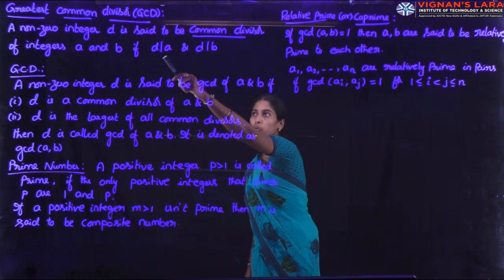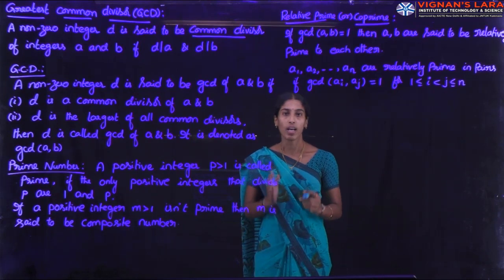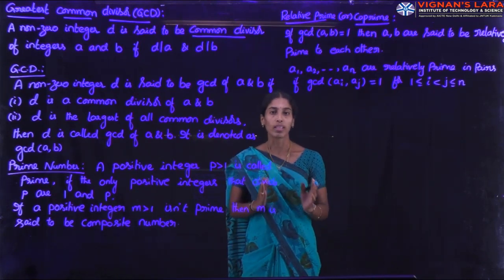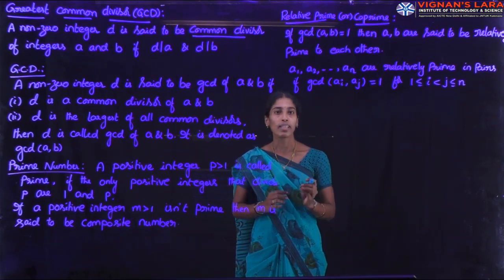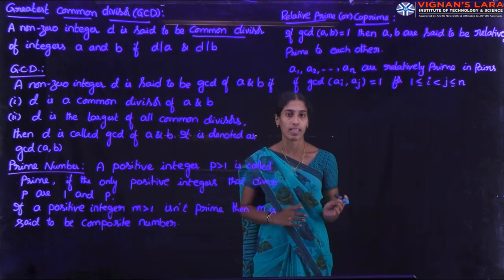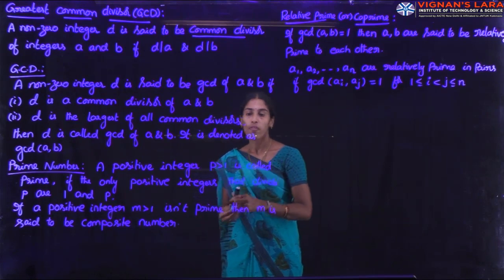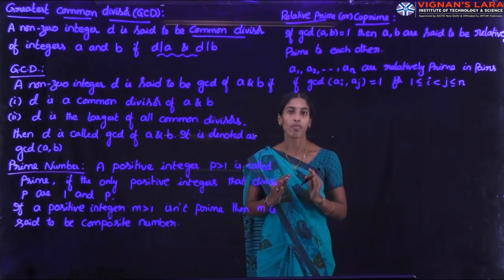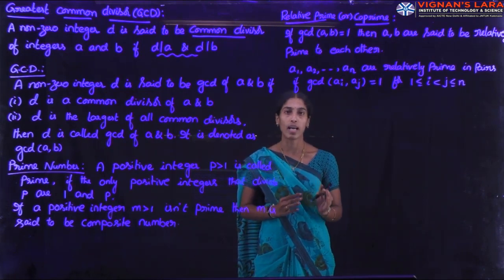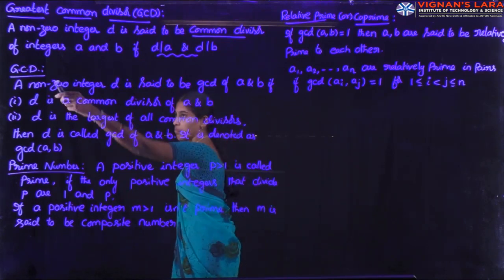From these two, d divides a and d divides b, always in the definition of divides, whenever a divides b, the value of a must be less than the value of b. Second condition is b is equal to a into x, where x is an integer, right? Here also d divides a and d divides b. From these two, we can conclude that the value of d is always less than both a and b, right?